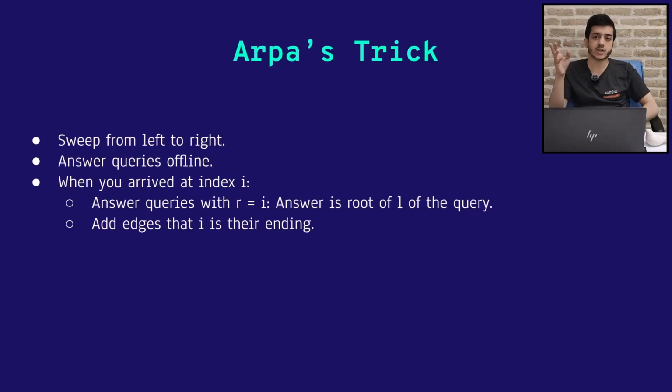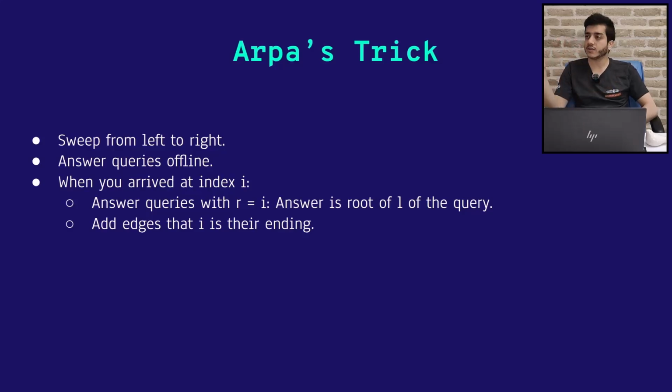For example, consider the query 10, 15, that wants the minimum from 10 to 15. We will process this query when we arrive at 15. So it's a sweep line, right? We are sweeping the array. So when we arrive at index I, we do two things.